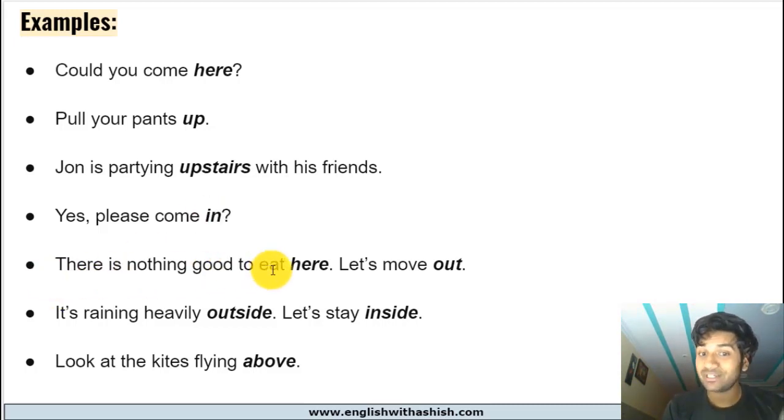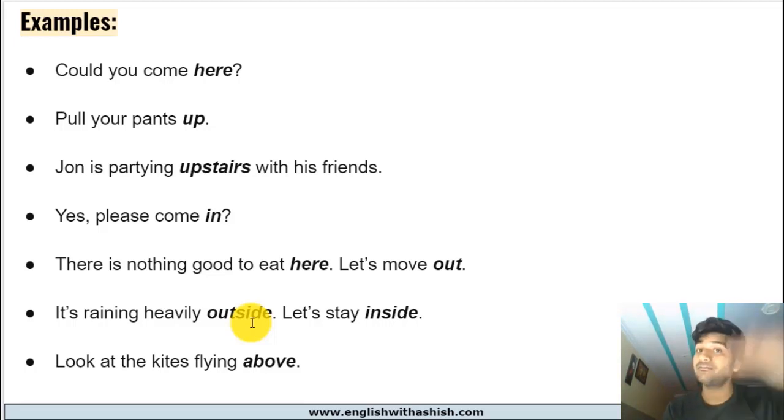There is nothing good to eat here. Let's move out. Eat where? Here. There is nothing good to eat here. Let's move. Move where? Out. Out of the place where you are. Let's move out. It's raining heavily outside. Let's stay inside. Where is the action happening? Outside. It is raining heavily outside.